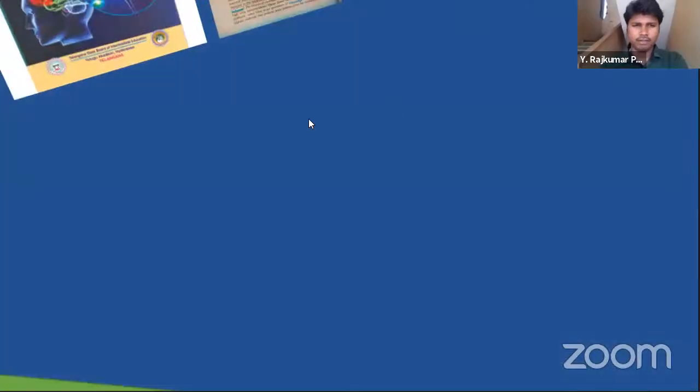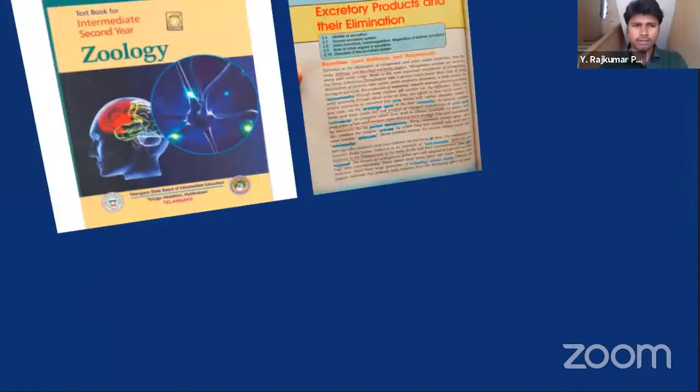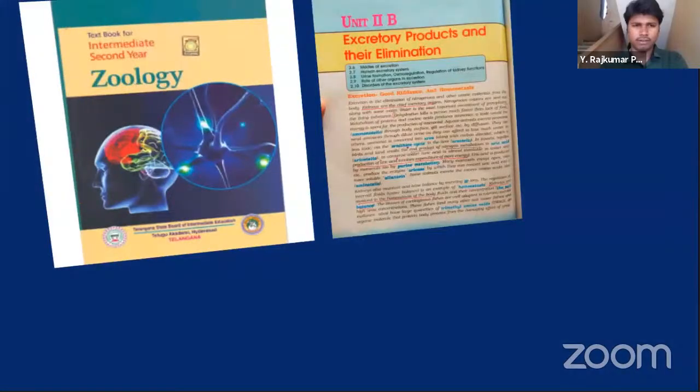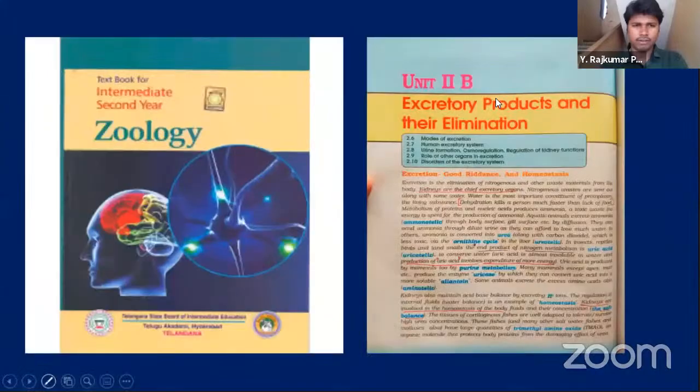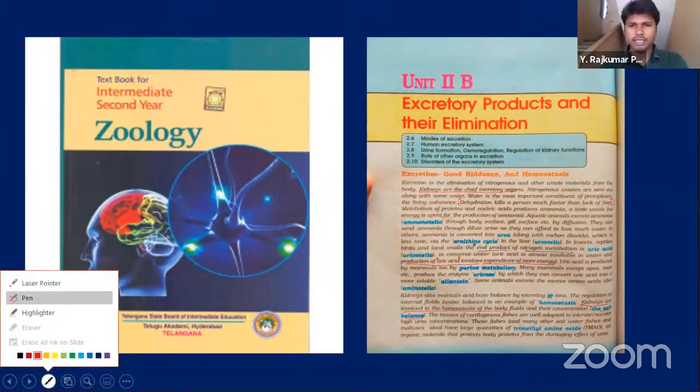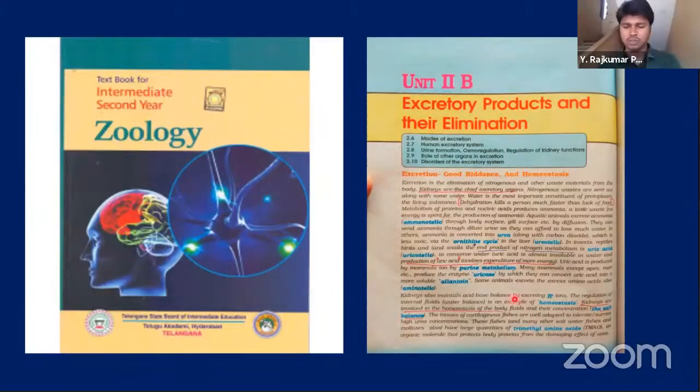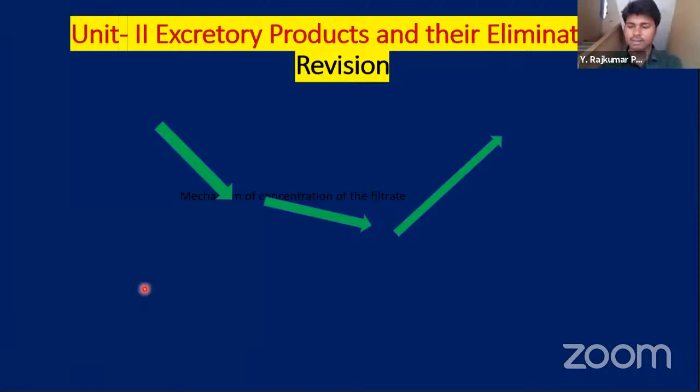Let's see what we are going to learn. Here on the screen, second year zoology, and we are going to learn about excretory products and their elimination. It is the unit B from your second year zoology. Without taking much of your time, let's get into the class.